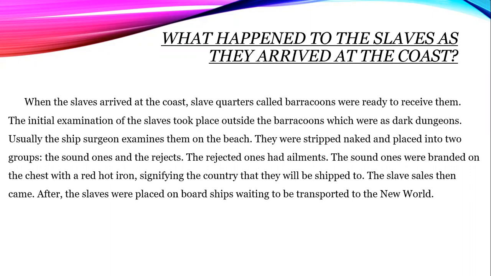They were stripped naked and placed into two groups, the sound ones and the rejects. The rejected ones had ailments. The sound ones were branded on the chest with a red hot iron, signifying the country that they would be shipped to. The slave sales then came.